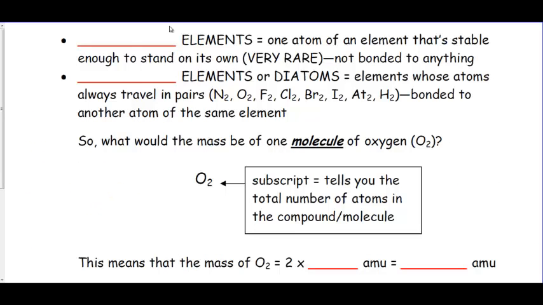Now, let's go to the next page and fill in monatomic, or monoatomic, elements. One atom of an element that's stable enough to stand on its own. They are considered very rare, not bonded to anything. So I bet you can take a guess what elements these are. They don't bond to anything. They are stable to stand on their own, meaning they have stable octets. So these monatomic elements are going to be your noble gases.